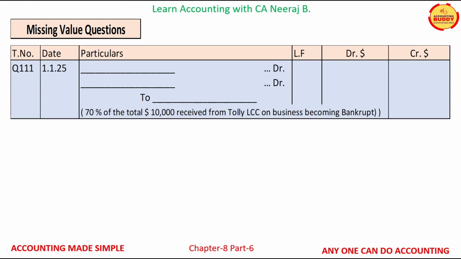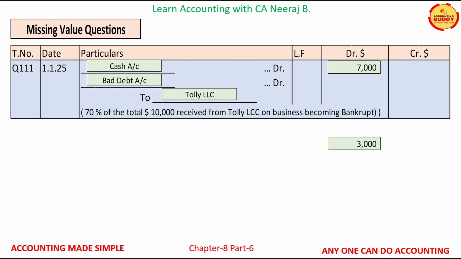Question number 111 is Tuli LLC business became bankrupt and only 70% of the total outstanding amount of $10,000 is received. The accounts affected by this transaction are cash account, bad debt account and Tuli LLC account. Cash will be debited by $7,000 because that is the amount which has actually been received. Bad debts account will be debited by $3,000 being the difference between $10,000 of amount outstanding which is settled for only $7,000. So the balance outstanding amount of $3,000 will be a business expense and will be debited to bad debts account. Tuli LLC account will be credited with the full amount of $10,000.